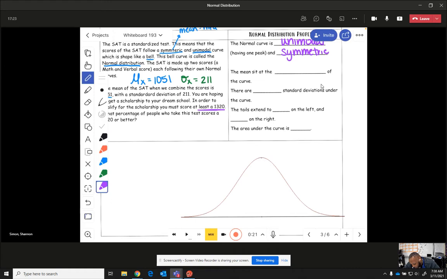The mean of this curve will always sit at the center or the middle of the curve. Because it is at the middle, that's why our mean equals our median. So in this particular case, mu will always sit here at the middle, and in this case, our mu is 1051.